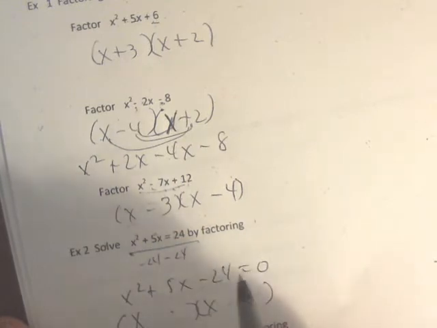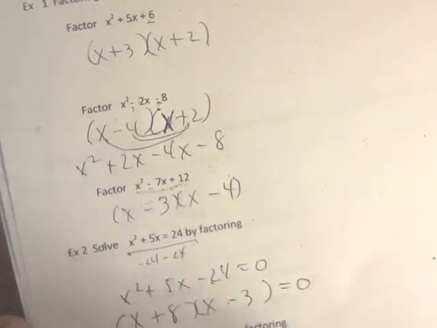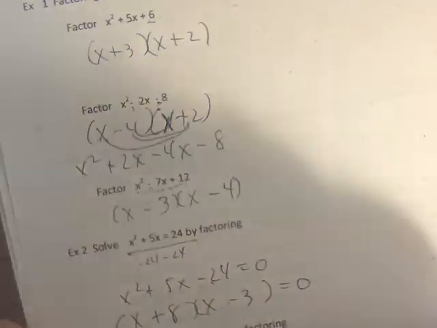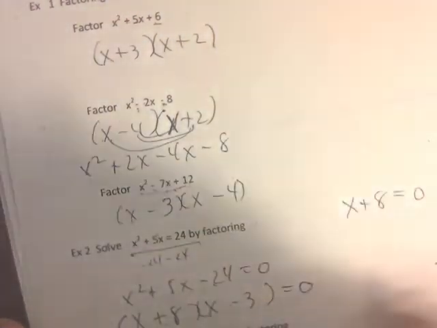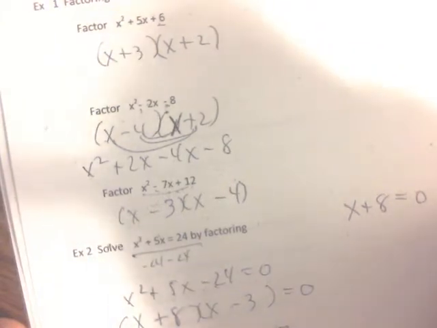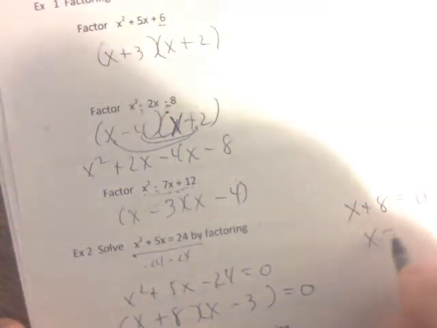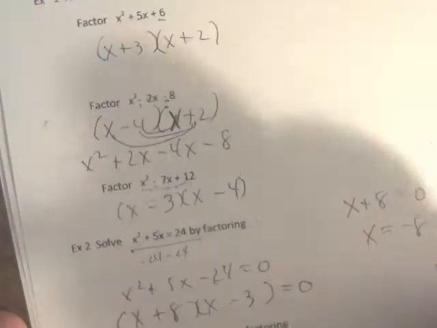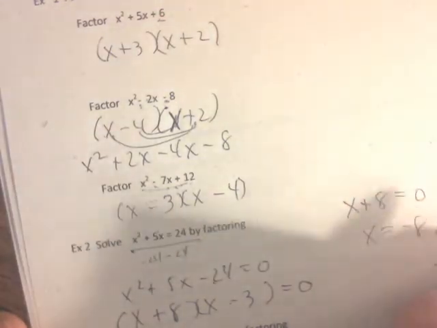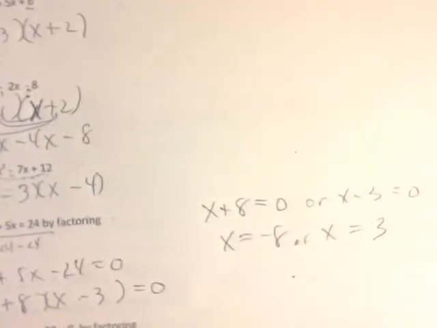So I need two numbers that multiply together to give me negative 24 with a difference of positive 5. And that would be positive 8 and negative 3, equal to 0. Then I use my zero product property, where x plus 8 is 0 or x minus 3 is 0. So I subtract 8 to get negative 8 there. I add 3 to get positive 3 there. So in this case, I have two solutions.